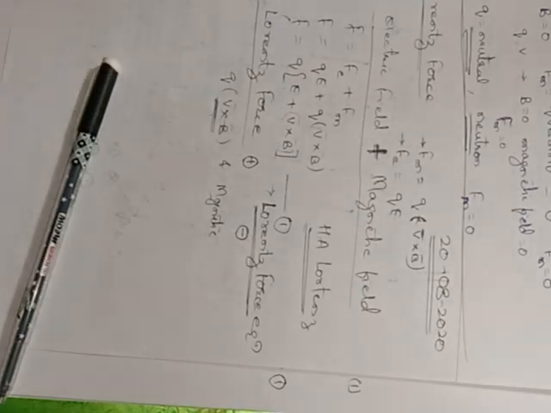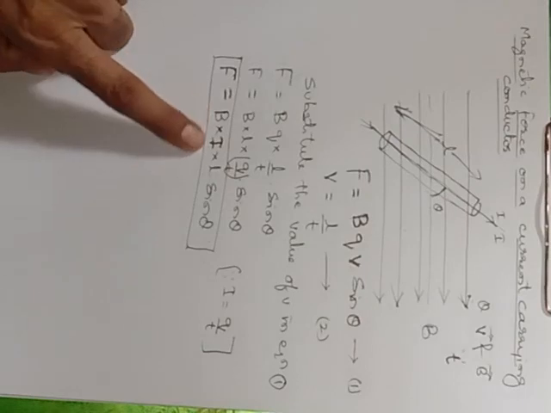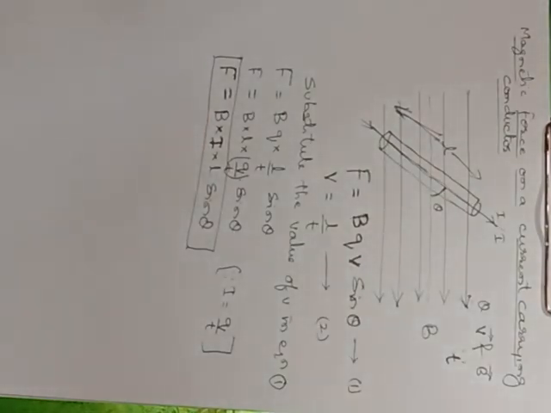This we have seen in the first video. In the second video, we have derived the expression for magnetic force on a current carrying conductor, and it is given by F is equal to B I L sin theta. So today we have to complete these two topics. Okay, tomorrow we'll see the next topic.